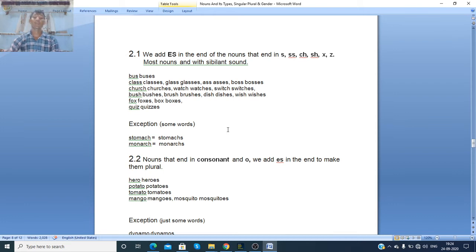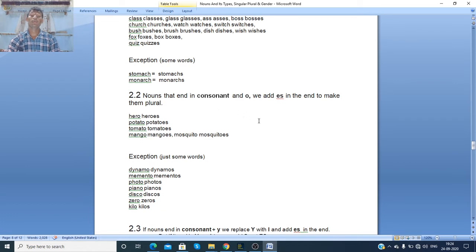And 2.2: the rule for making a noun plural by adding es at the end is for nouns that end in a consonant and o. We add es at the end of the noun to make them plural, like hero. R is a consonant and then o, so hero will become heroes.